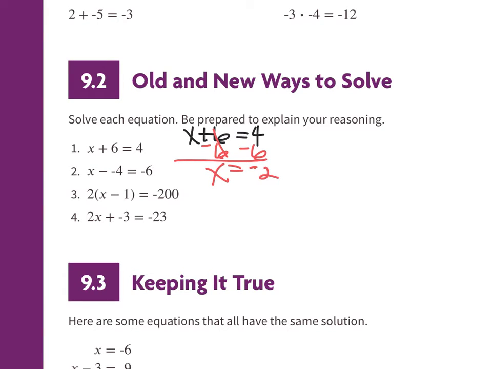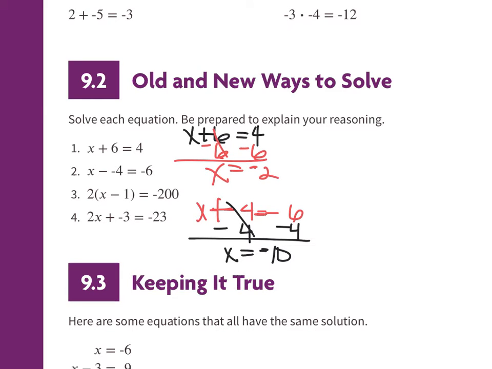Okay? The second one, x minus negative 4 equals negative 6. Well, what happens when there's two minuses in the middle? It turns into a plus. So this is really x plus 4 equals negative 6. To get rid of a positive 4, we're going to subtract 4 from both sides. So negative 6 minus 4 using your calculator is going to be negative 10.